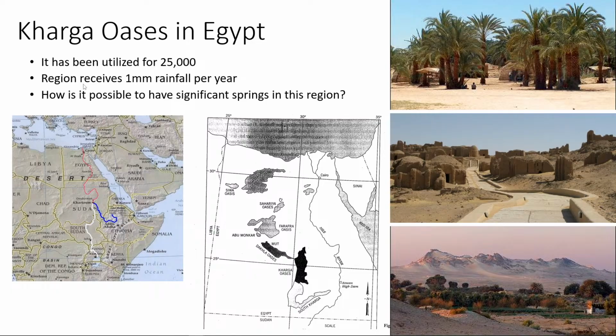This receives 1 millimeter of rainfall per year. This is not per day. This is not per hour. This is per year. So this is the most arid region on Earth. This is the Saharan desert, probably the most arid region in the world.